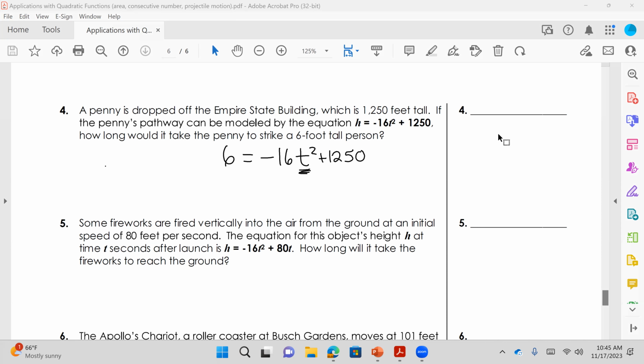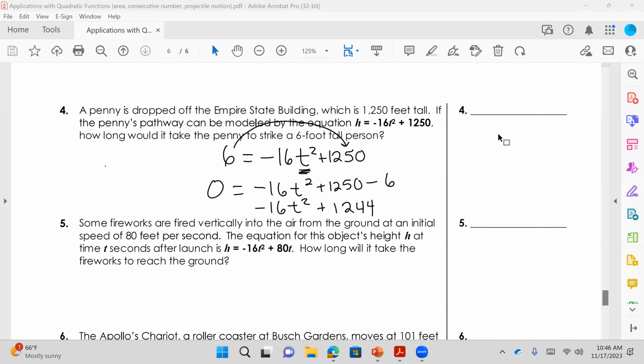I'm going to use the quadratic equation, but before I do that, I need to move this 6 over to this side. So this will be negative 16t squared plus 1,250 minus 6. And there'll be 0 on this side. And then I can combine like terms. So this will be 1,244.